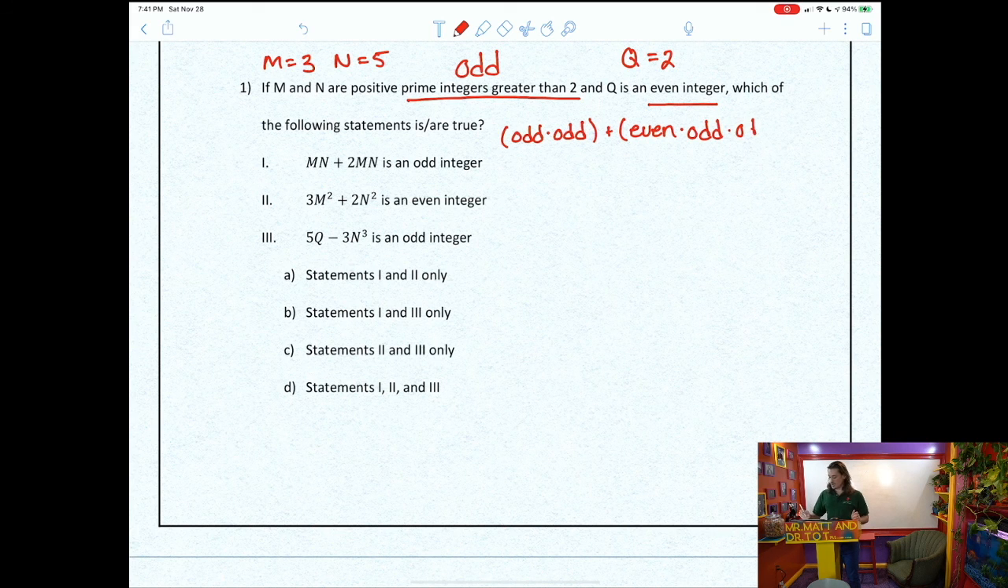An odd times an odd will be odd. An even times an odd will be even, and even times another odd will be even. Now we have an odd plus an even, that will be odd. So statement 1 is true.